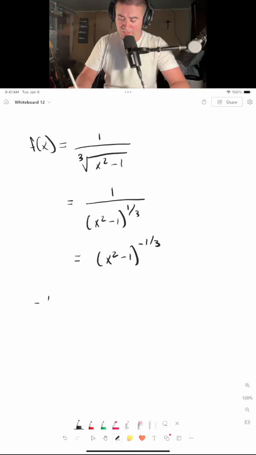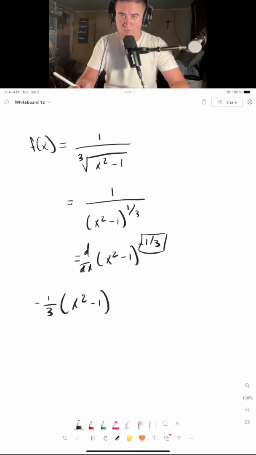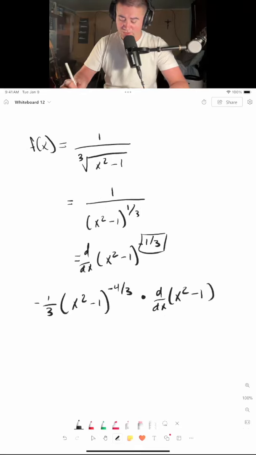So we're taking the derivative already now. So if you want, you can just go ahead and start here. That is negative 1/3, parentheses, rewrite your inner function, and then subtract 1 from the original exponent. So you're subtracting 1 from the negative 1/3, which gives you negative 4/3. And then we're going to go ahead and multiply by the derivative of the inner function, x squared minus 1. So that is the derivative of x squared minus 1, which is just 2x.